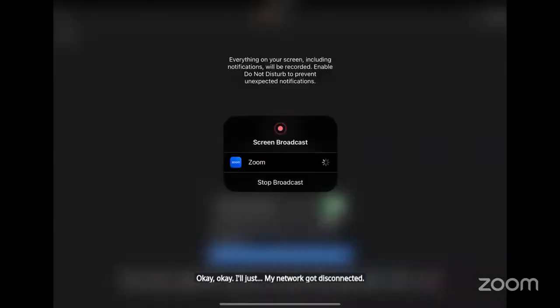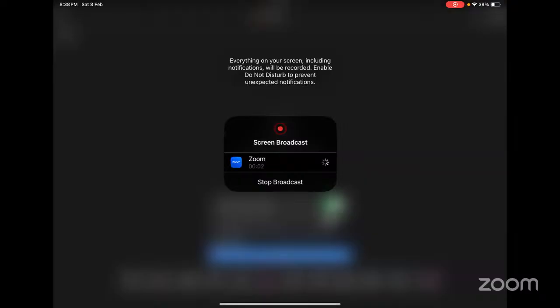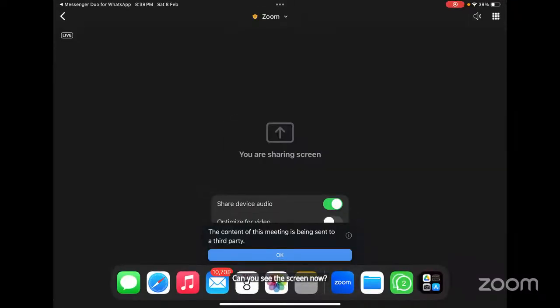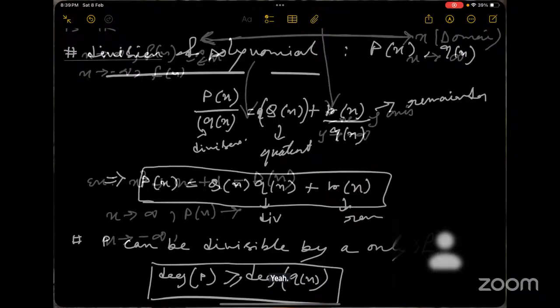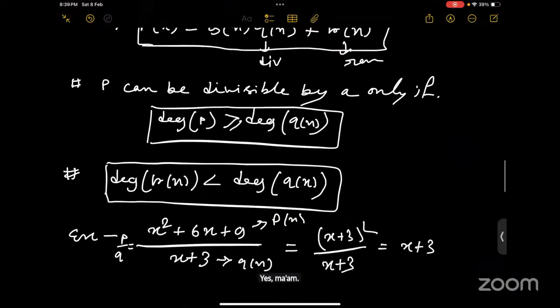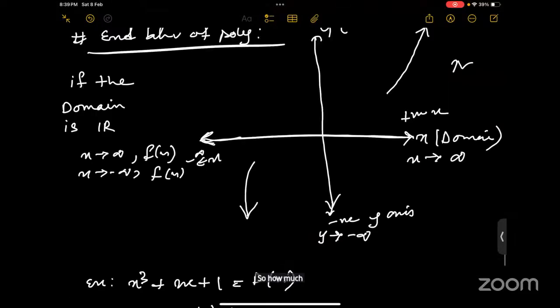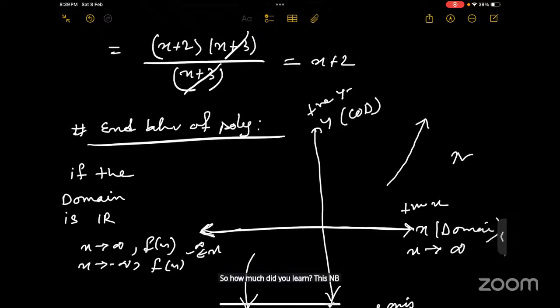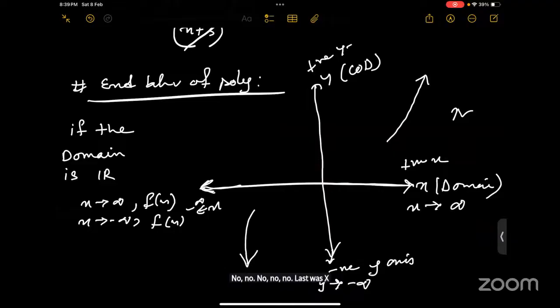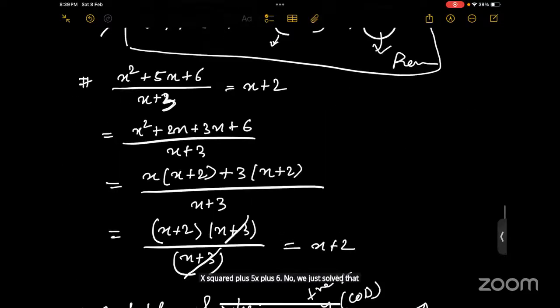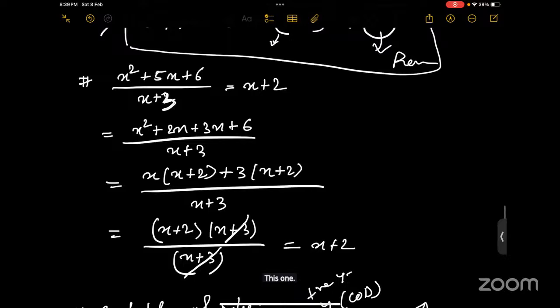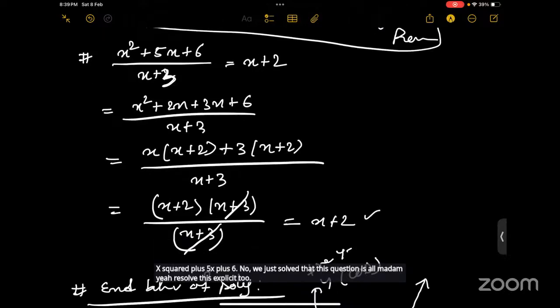Okay, I just had my network disconnected. Can you see the screen now? Yes, ma'am. So how much did you learn? Last was x plus 2 only. X square plus 5x plus 6, we just solved that. This question we solved, madam. Okay, fine. I will cover it again.